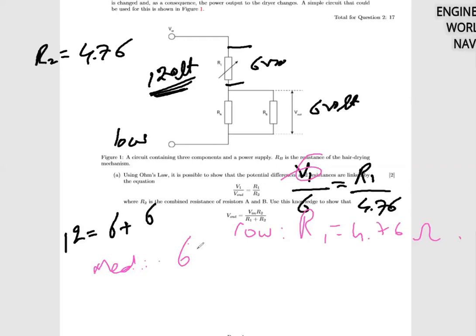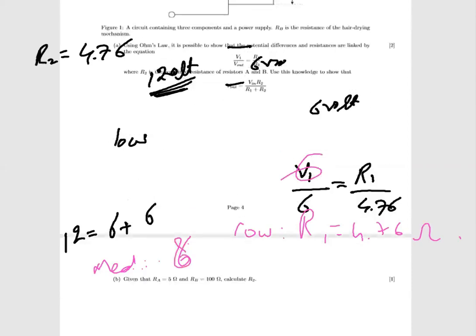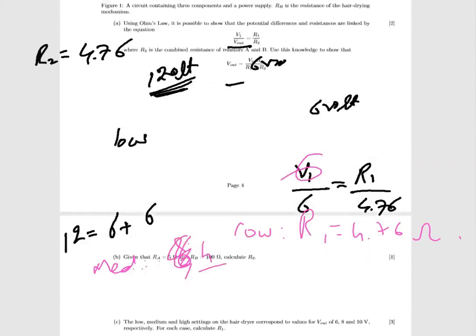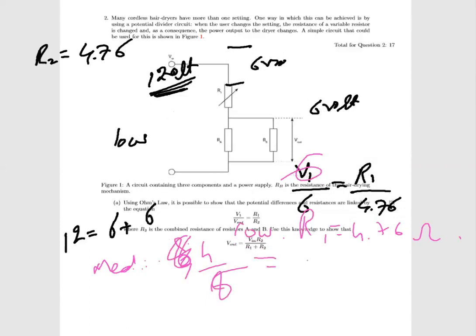So medium is 8 volt. 8 over 8 equals R1 over 4.76. Therefore, R1 equals 2.38. Yeah, you see, this matches the mark scheme. Vout is 8, so this will be equal to 8 over 8. Solve this equation, I did. That's equal to 1 over 2, and half of 4.76 is 2.38. Yes, in the mark scheme, the answer is 2.38. Perfect. Well done. An electrical engineer did this.